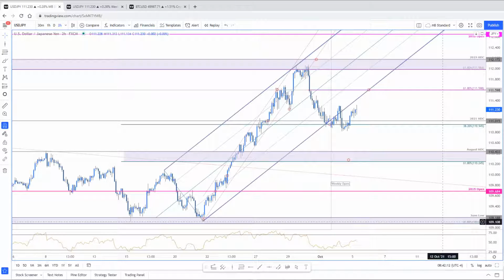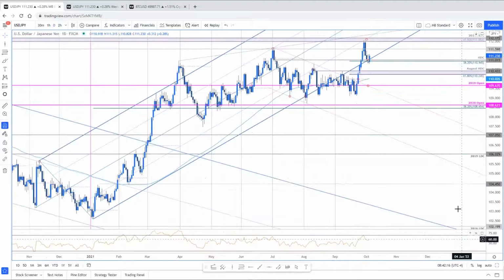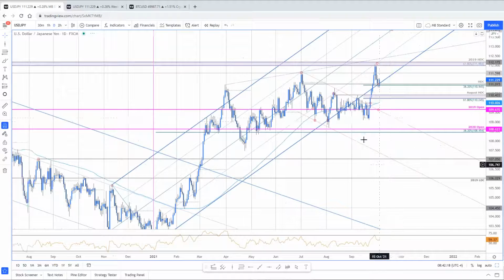So again, tight opening range. It's Tuesday, looking for some guidance here on dollar yen. Here's what it looks like on the daily chart, by the way. So late break of the monthly opening range back in September, pushed to close the month right at the high almost. Here's your monthly open for October. Tight range so far.